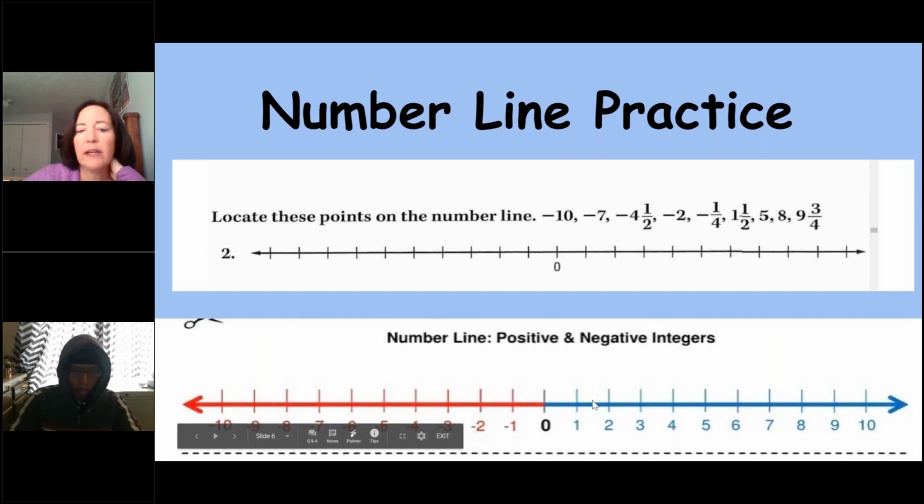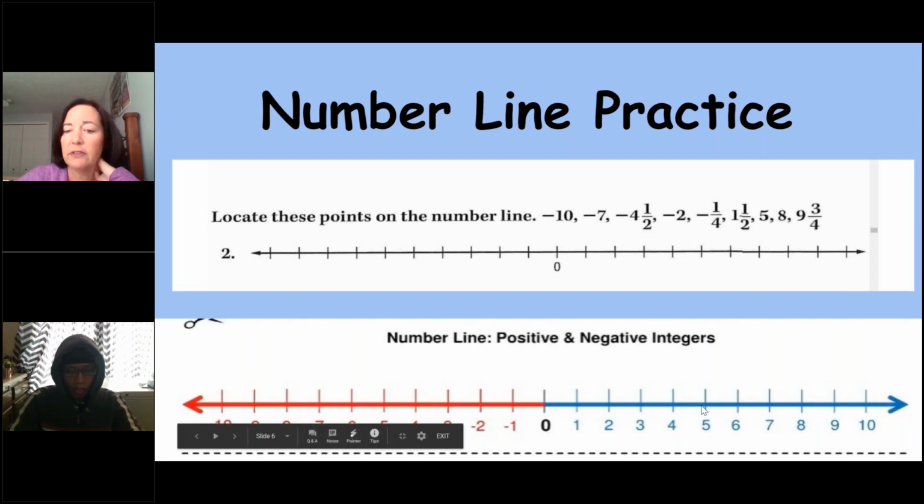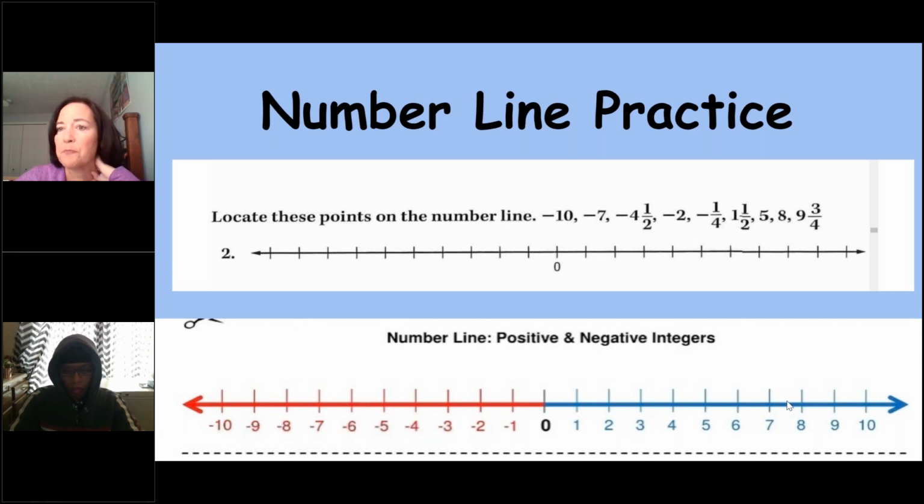The next one is 1 1/2. That would fall between 1 and 2, so right about here. And then we have 5, it's right there. 8, I can't see it on my screen, but somewhere over here. And 9 3/4. You just need to make sure that you place it between the 9 and the 10. But again, because it's 3/4, it needs to be much closer to the 10 than to the 9.